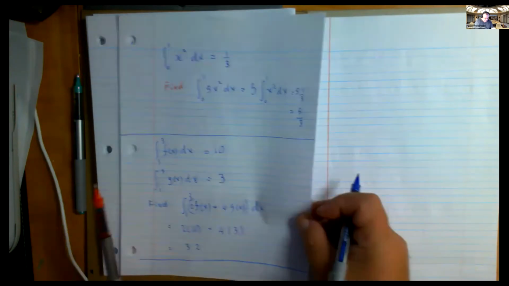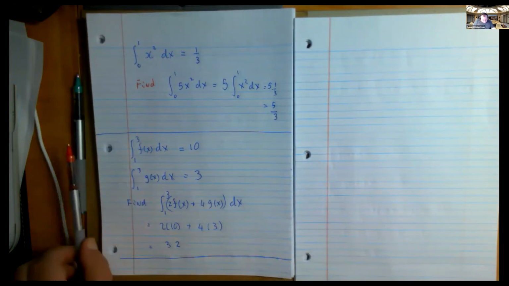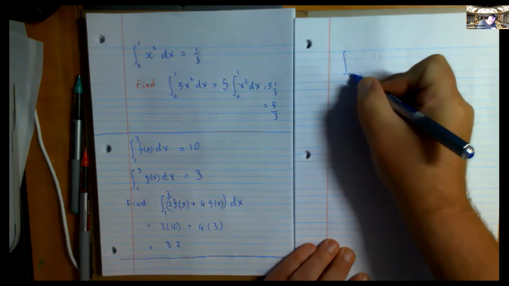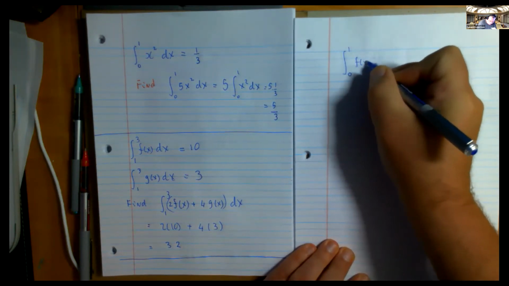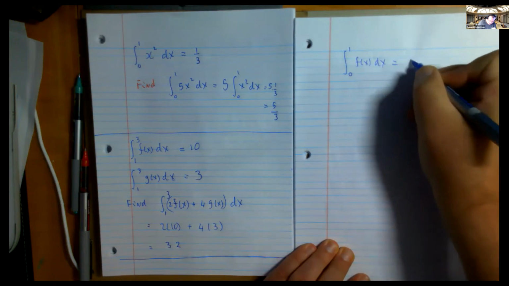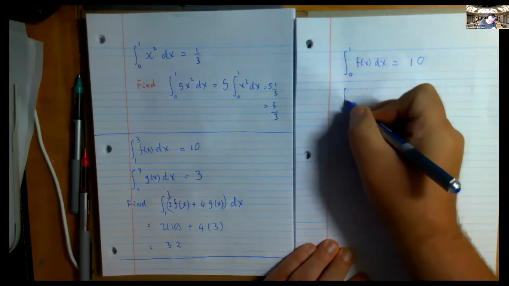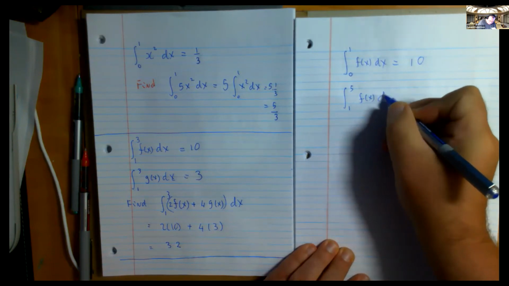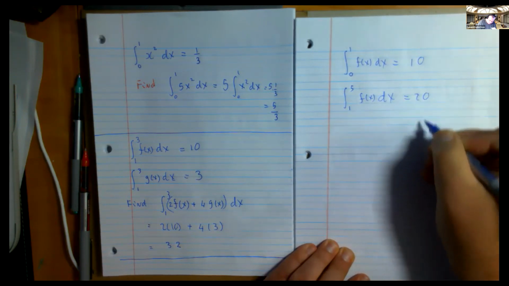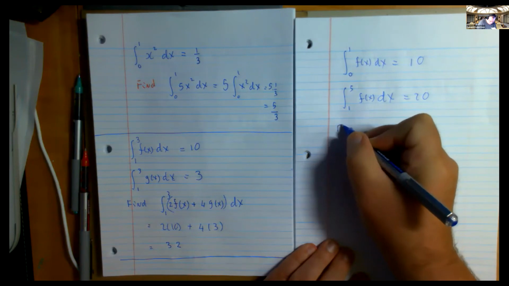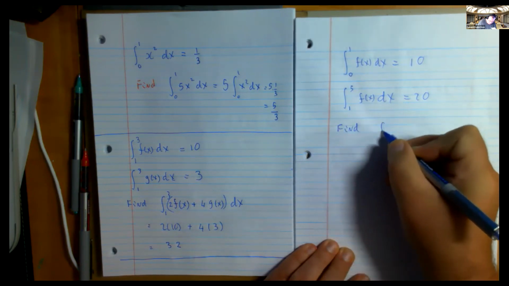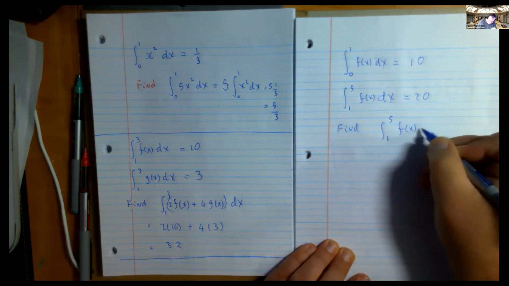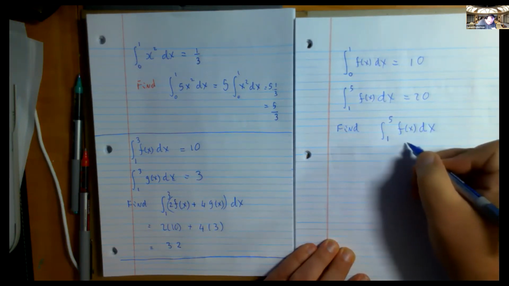I can do another, even more unlikely situation. Suppose I tell you the integral from 0 to 1 of f of x is 10. And then I tell you the integral from 1 to 5 of the same function is 20. I should be able to use it to find the answer for the whole integral, the whole area under the curve from 1 to 5.